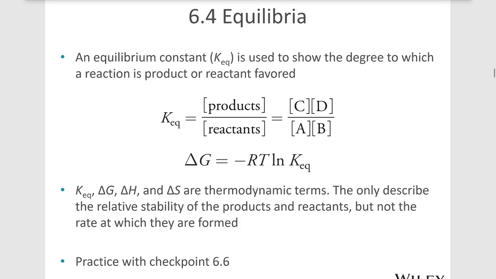And so we saw this in general chemistry, that the KEQ gives us an idea of the degree to which a reaction favors products or reactants. Okay, so at equilibrium, the concentration of products over reactants is going to be equal to the KEQ. And we can define delta G in terms of KEQ, where delta G is equal to negative RT, where R is the gas law constant, T is the temperature, times the natural log of the KEQ. Okay? And these are all thermodynamic terms. They describe the stability of the products and reactants, but not the rate at which they're formed.